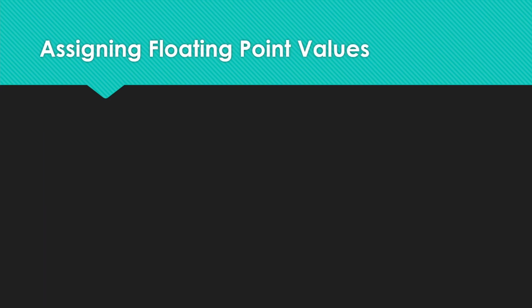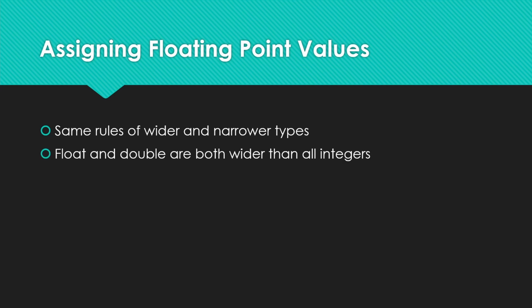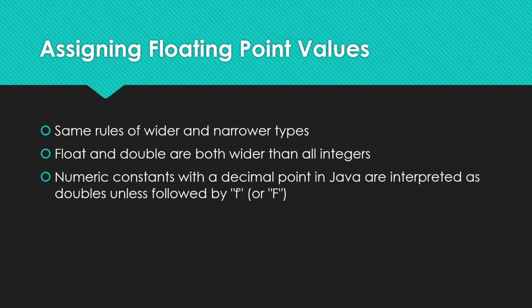When we go to assign floating point values, we have the same rules of wider and narrower types as we do with our integers. Note that float and double are both wider than all of the integers. So I can assign a long into a float and obviously the smaller ones as well. However, it's worth noting that you may lose some accuracy when you go from an integer to a floating point number.